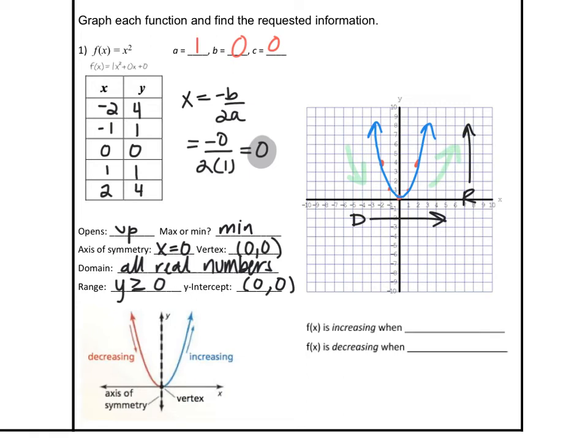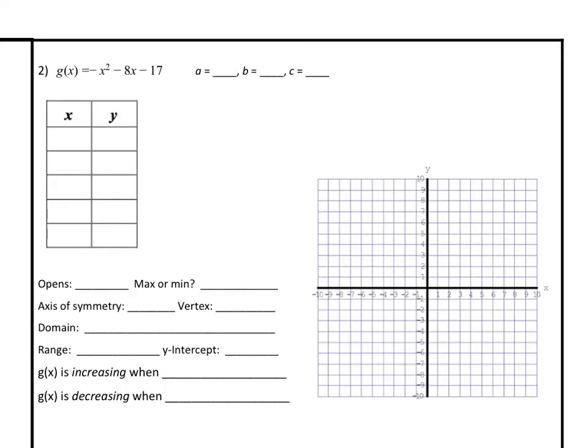So we're going to phrase this in terms of x, and if you have your axis of symmetry going through the middle here, which I'll draw in with green, everything to the left is decreasing, everything to the right is increasing. So it is increasing when x is greater than 0, and it's decreasing when x is on the left side, less than 0. Moving on to the next one.